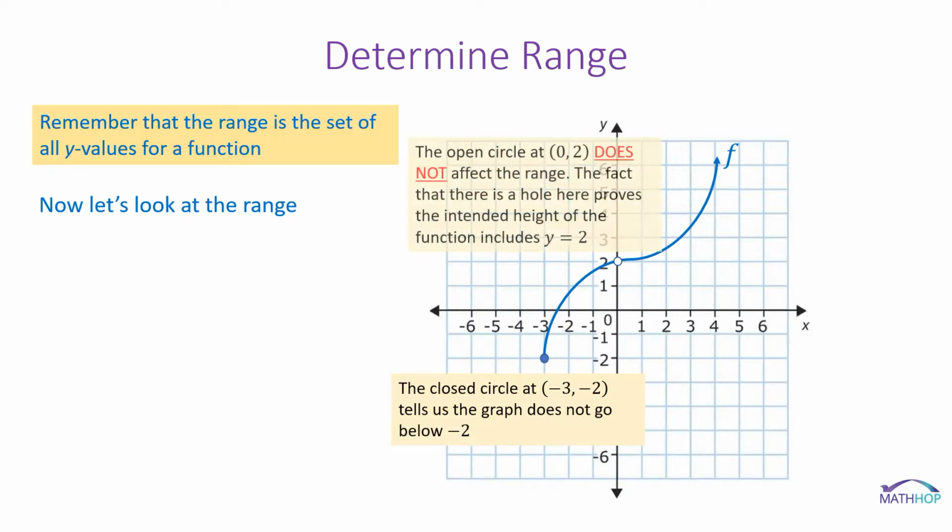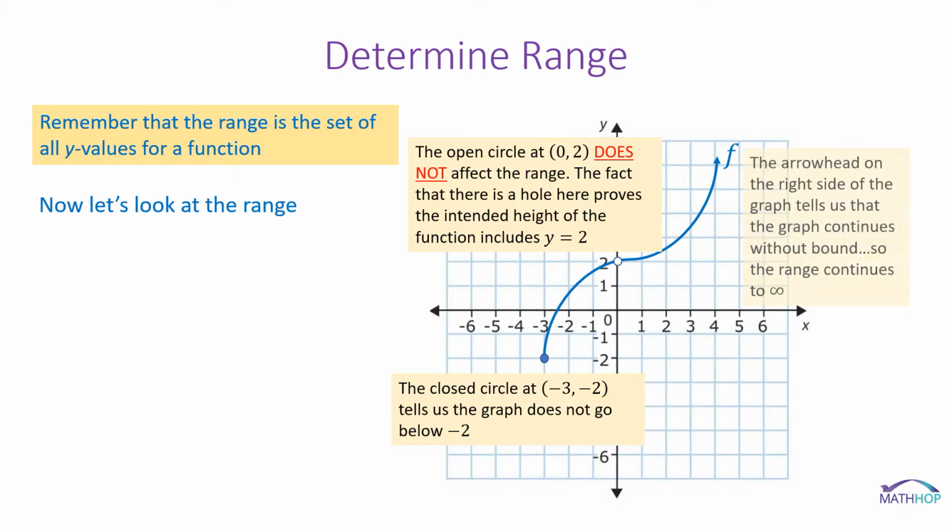Let's go look at that open circle. The open circle at 0, 2 does not affect the range. The fact that there is a hole here proves that the intended height of the function is y equals 2. So 2 is included in the range. I know this is a tough point for people to get, but these holes in the graph affect the domain. They do not affect the range. The fact that there is this hole here tells you the intended height of the function is 2 when x is 0.